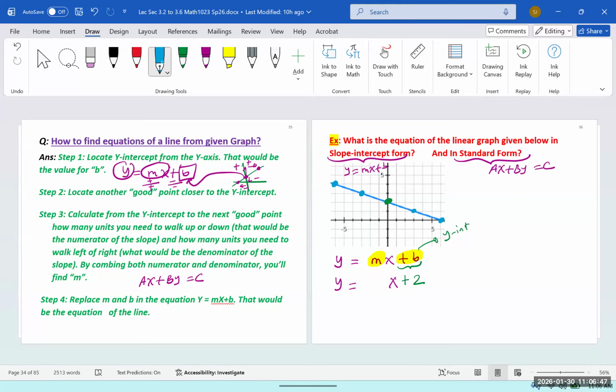It doesn't matter which point you walk to from your y-intercept, you're going to get the same result. So let me walk to the next point on the right direction. Let me change color. From your y-intercept, if you want to go here, first you have to walk 1 unit down, so negative 1. And then from that position, we need to walk 1, 2, 3 units to the right, meaning positive 3. And that's it. This is our equation of the line in slope-intercept form.